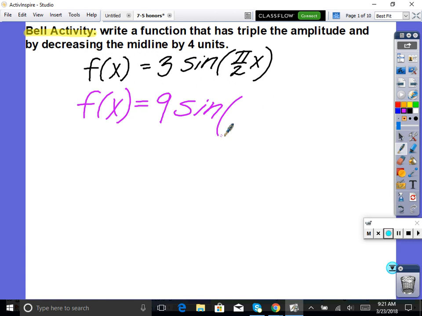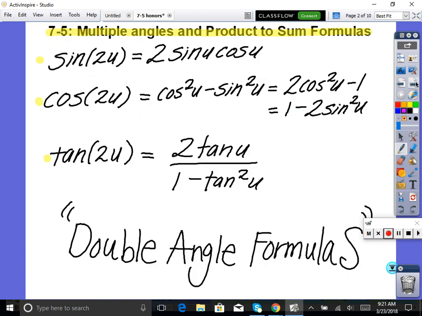So it didn't say anything changing about that, so we would say pi halves x still, and then decreasing the midline by 4. That shifted down 4. So as you can see, not super advanced. So everybody feeling good? Okay, let's get to today's lesson.